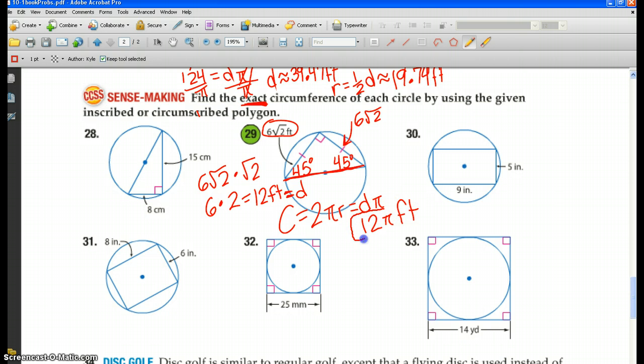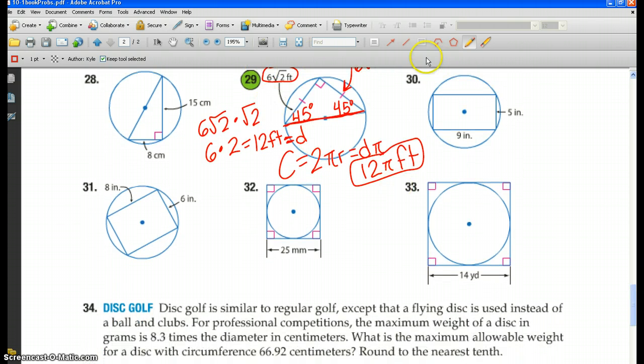And we want an exact answer, so we are not going to use a calculator. We are not going to take 12 times pi. We're just going to leave it as 12 pi. On number 31, if I make my diagonal here, which would be the diameter of the circle, why didn't that show up? There it is. Okay. So we have this rectangle. So right angle, legs of 8 and 6, and we want to find the hypotenuse.